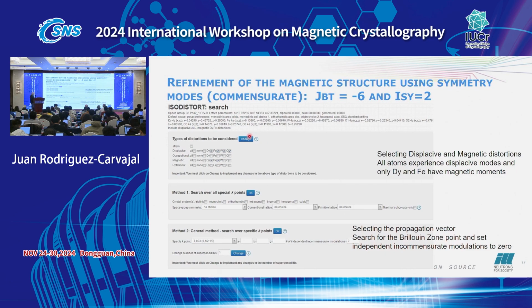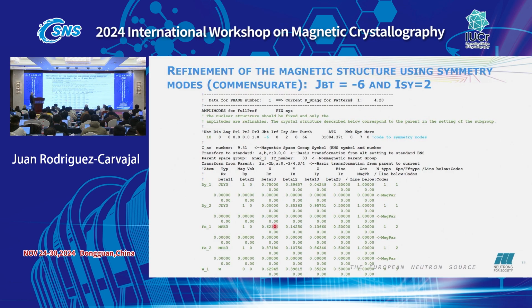When you click on change, then you can go directly to look for the propagation vectors in the Brillouin zone point and set independent incommensurate modulation to 0 here, because it's not for incommensurate structure. This is only for commensurate structure. Yeah, in this particular case, it's 0, 1/2, 1/2, and then all this kind of thing. When you say OK, then you enter in another kind of things, and at the end, you have the possibility to download directly the PCR file. It's already written by isodistort.